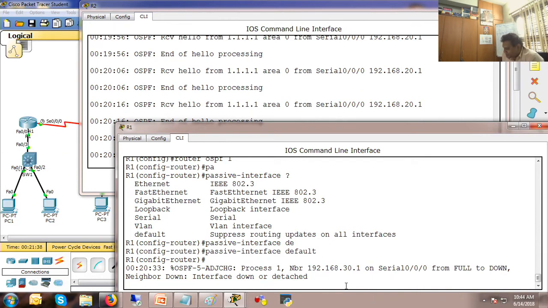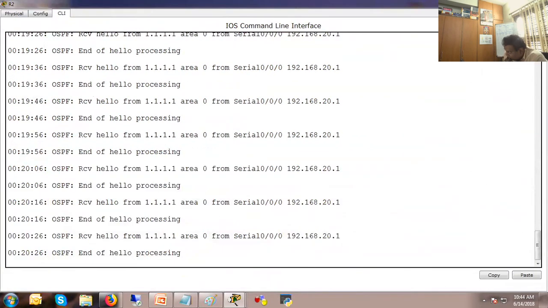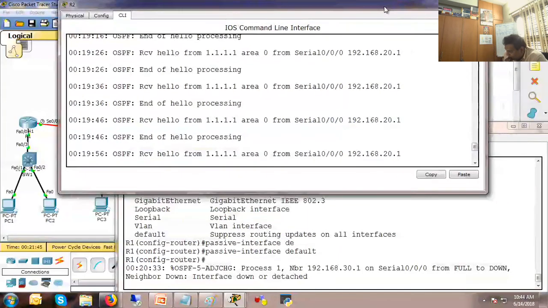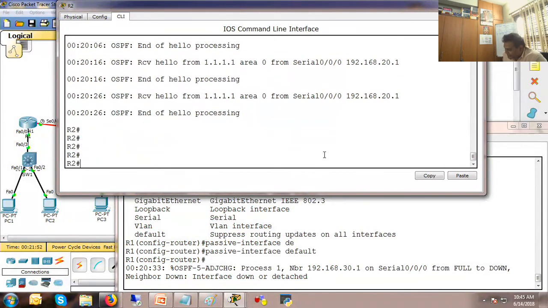Went down. Clear? But it will be suppressing on all the interfaces. Now nowhere is it going, even serial is not going. Yes. Now we'll see what happens on this side. This side will wait for the hold timer. Remember what the hold timer is? It may come back, right?